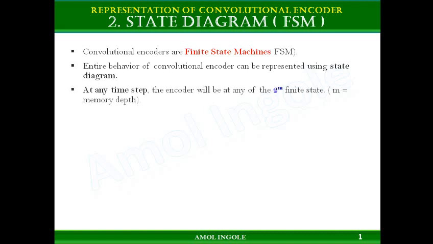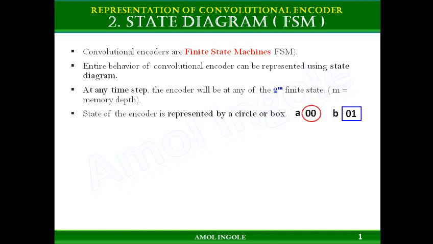At any time step, the encoder will be at any of the 2 raised to power m finite states, where m is nothing but the depth of memory. The state of the encoder is represented by a circle or a box like this. So if the encoder is in the 0 state, you can show that state in the state diagram by a circle and the state written inside it, that is 0 0. Or you can also use a box to show the state, with the state written here as 0 1, like this.